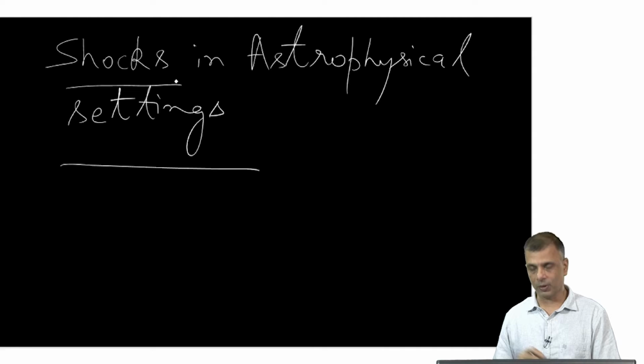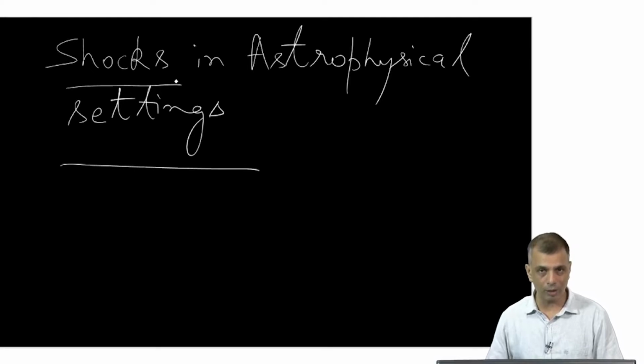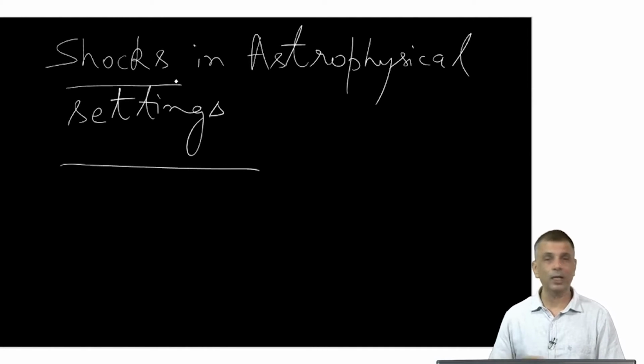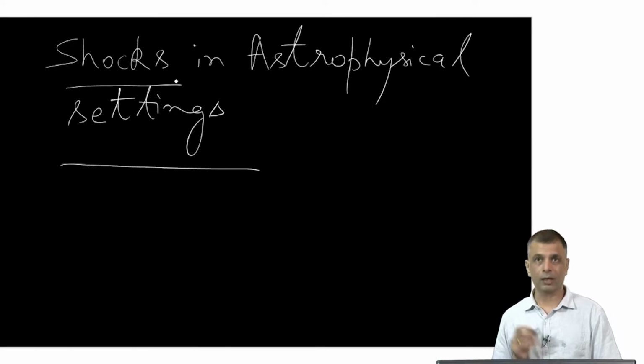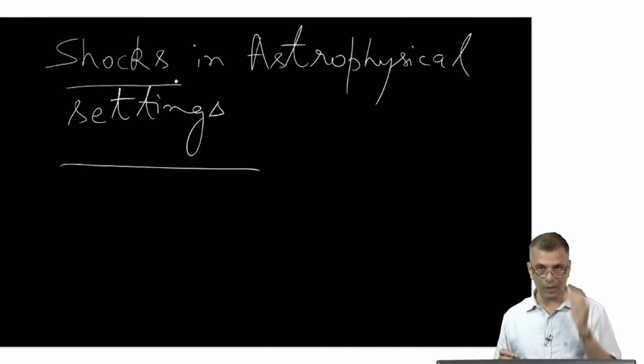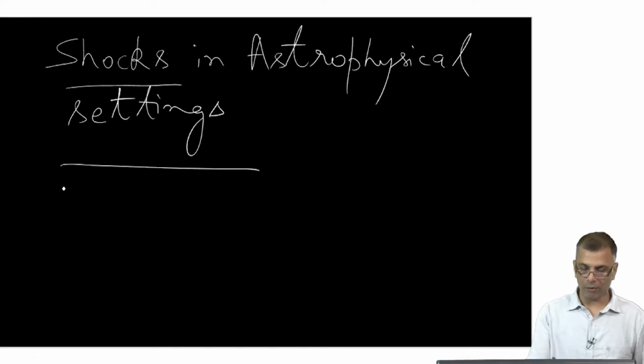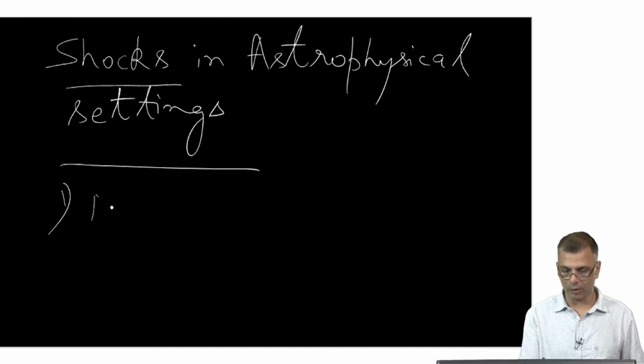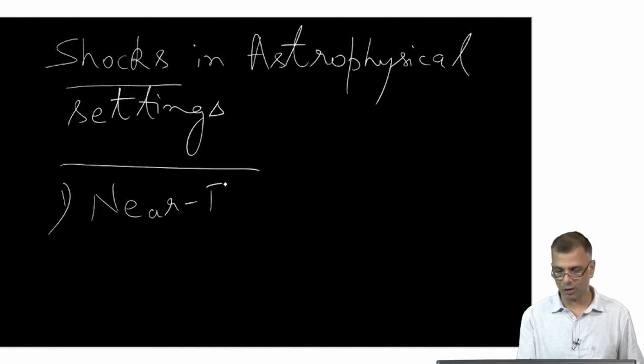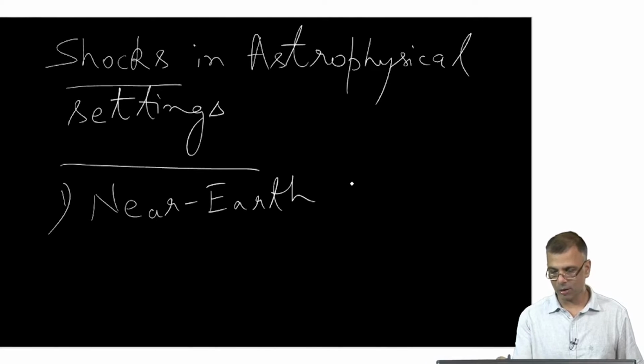Okay? They represent discontinuities in the flow, and it turns out that shocks are quite ubiquitous in astrophysical settings. Okay? And so since this is a course on fluid dynamics in astrophysical contexts, we will investigate in what kinds of astrophysical settings shocks are to be found. Okay? And so it turns out the answer is in many settings. For one, shocks are to be found near Earth, and these are the best observed shocks. Near Earth shocks.